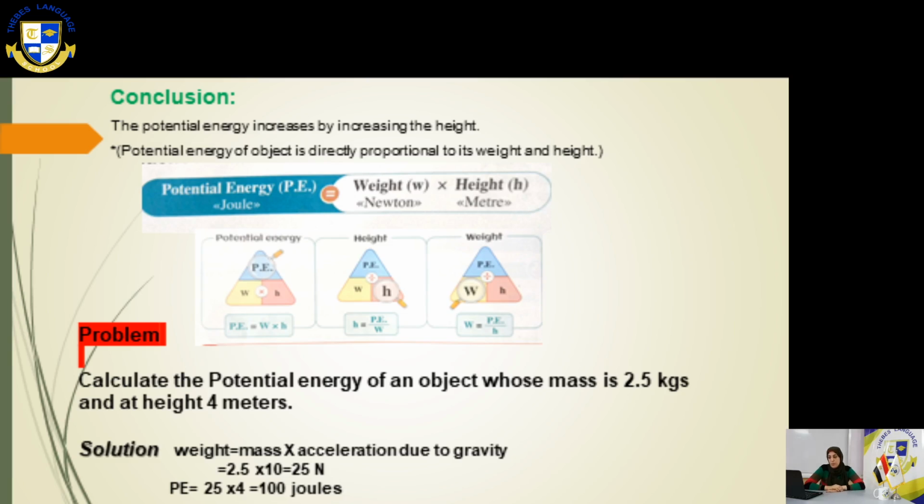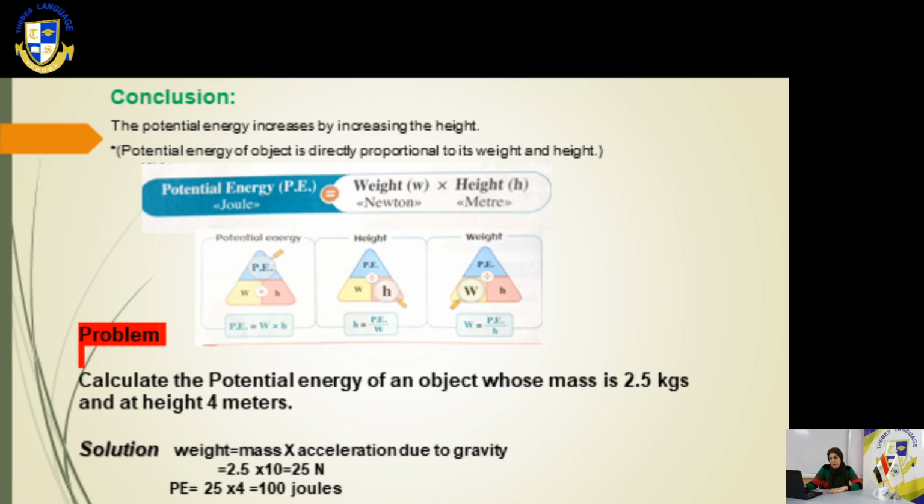We have a small problem. Calculate the potential energy of an object whose mass is 2.5 kilograms and its height from the ground is 4 meters. Solution: first we should write the law. Weight equals mass times acceleration due to gravity. We don't have the weight in the problem, we only have the mass. So first I should find the weight before I find the potential energy.